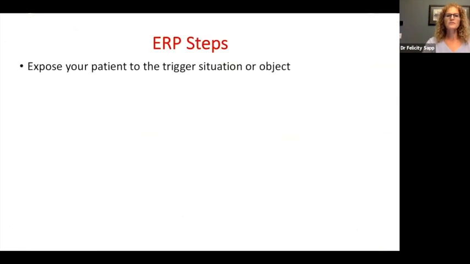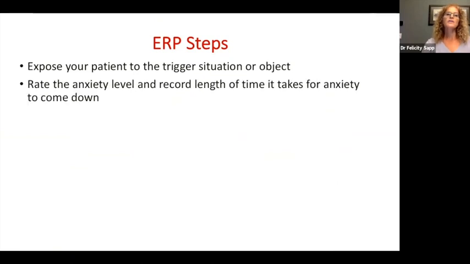So the steps of ERP. First, you want to expose your patient to the trigger situation or object. You want them to use the fear scale to rate the anxiety level. And they're also going to record how long it takes for that anxiety to come down.